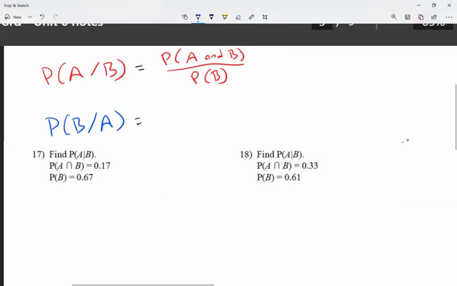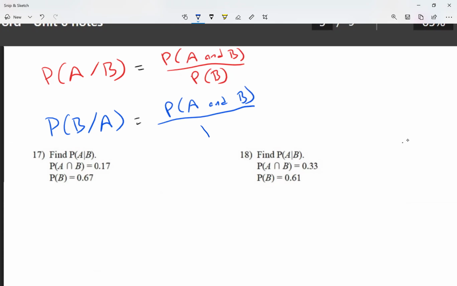Now for the other one, for probability of B given A, I'm going to have probability of A and B divided by probability of A. Again, on the top, A and B can also be written as B and A. Now, you can say both have A and B on the top. That's really what they do. The only difference is that one of them has probability of B at the bottom, and the other has probability of A.